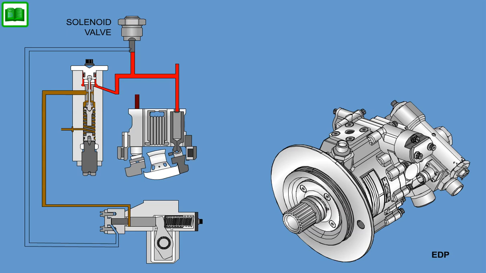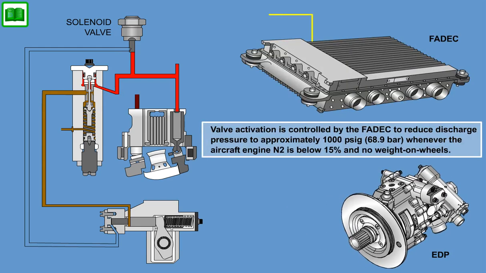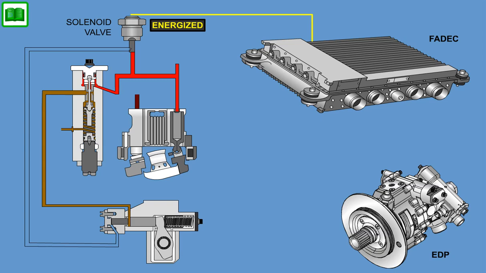The EDP incorporates a two-position, three-way solenoid valve to reduce the discharge pressure and input torque required during engine windmill relights. Valve activation is controlled by the FADEC to reduce discharge pressure to approximately 1000 psig, 68.9 bar, whenever the aircraft engine N2 is below 15% and no weight on wheels. With the depressurization valve de-energized, the engine-driven pump operates as a normal pressure-compensated variable displacement piston pump.